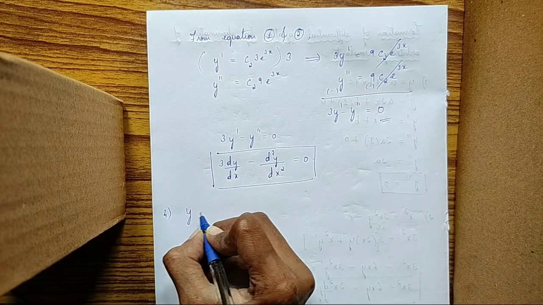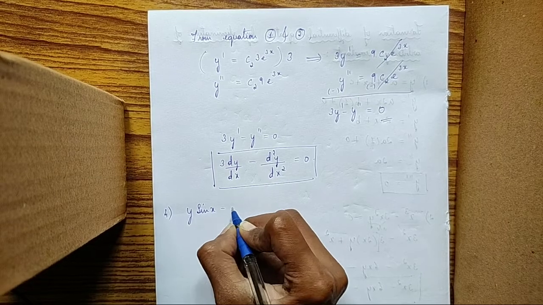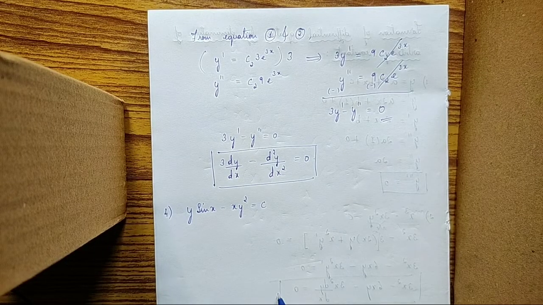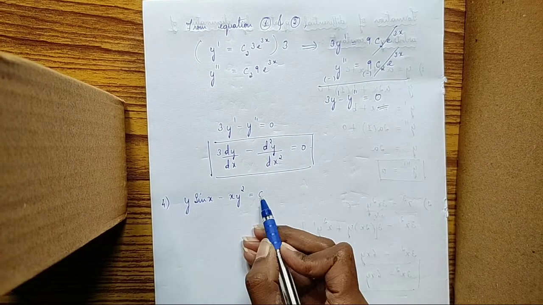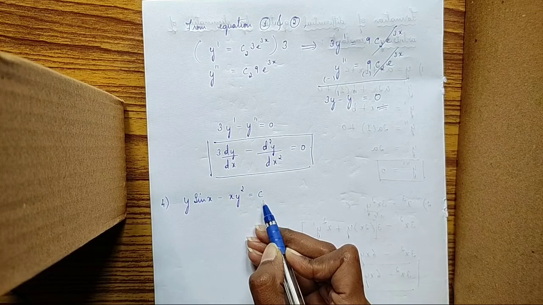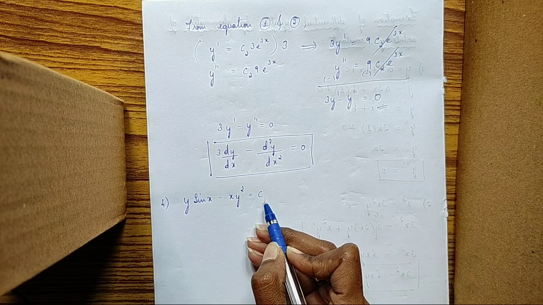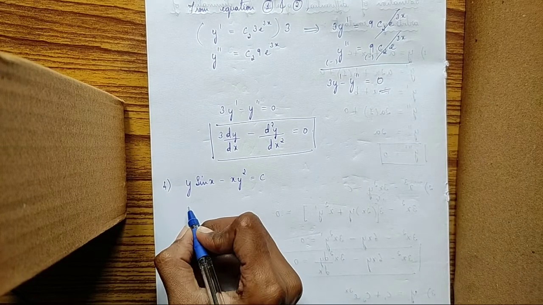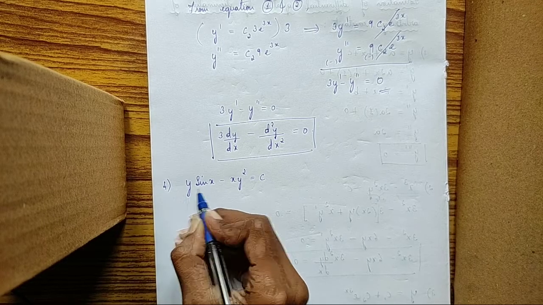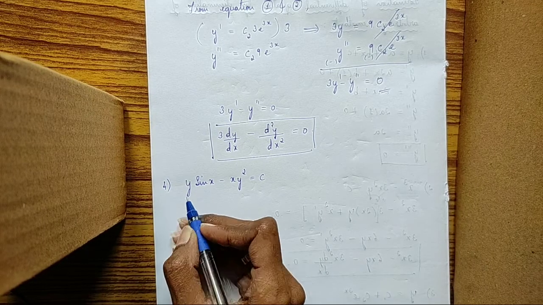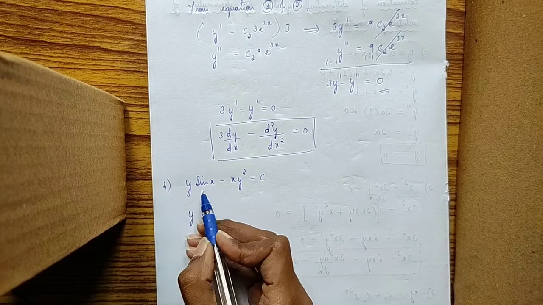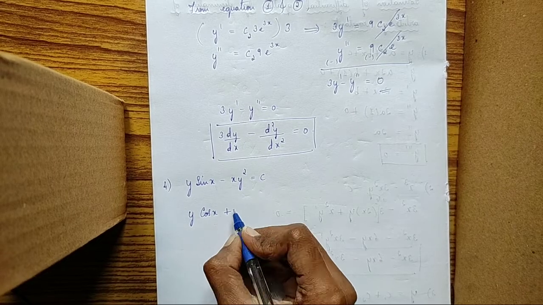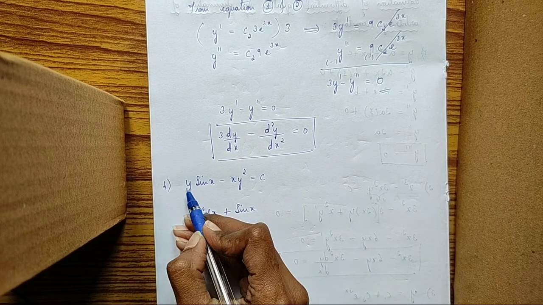Question number 4: y sin x minus x y² is equal to c. Here also, as we can see, we have only one constant, which is c. So we have to differentiate the given equation only once to get the required equation. Which rule are we going to apply? The u into v rule: first function into derivative of second function. Sin x differentiation is cos x, plus second function into differentiation of first function.